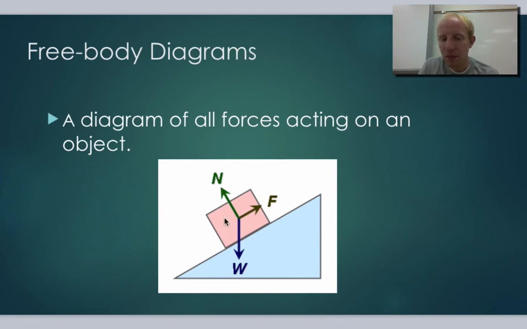For example, this box right here that's on this ramp has a force pulling down from its weight or from gravity. It's got the normal force pushing out, and it's got a force of friction holding it on the ramp because of the surface. And so this is an example of a free body diagram. It's just looking at all the forces on an object. Let's try one ourselves.